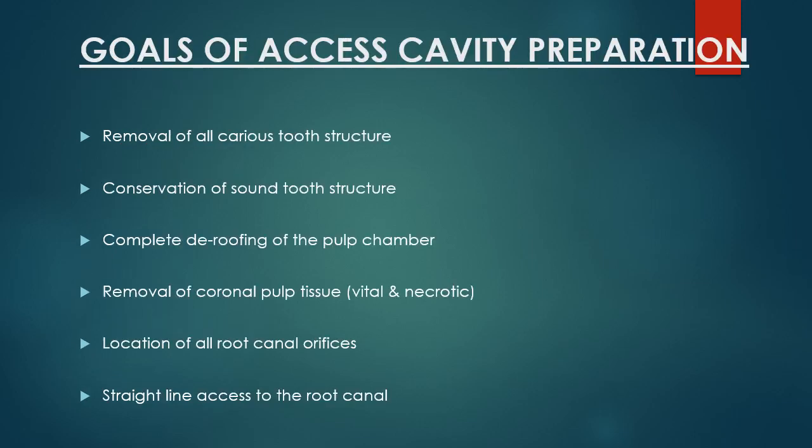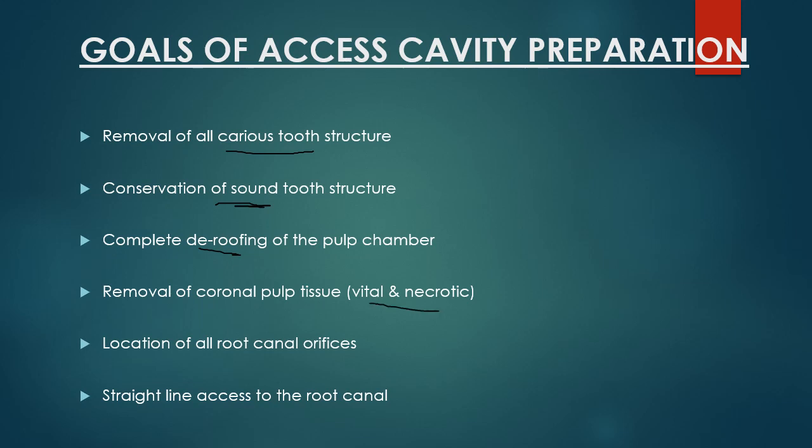Coming to the goals of the access cavity preparation. First of all, to achieve a straight access cavity preparation, we have to follow some steps. First of all, we have to remove all the carious tooth structure. Whatever carious tooth structure is present, we have to remove all of it. Next, we have to conserve the sound tooth structure. This is very important. Then de-roofing, which is nothing but removing the overhanging roof of the pulp chamber. Removal of the coronal pulp tissue, whether it is vital or necrotic.